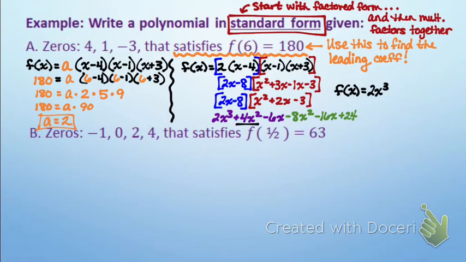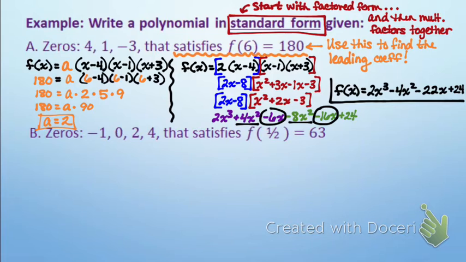4x squared minus 8x squared. Yep, I've got 4x squared minus 8x squared, so negative 4x squared. I have negative 6x and negative 16x. When I combine those together, I get what? Negative 22x plus 24 on the end. And that would be my final answer here.